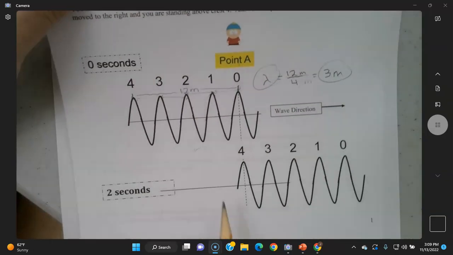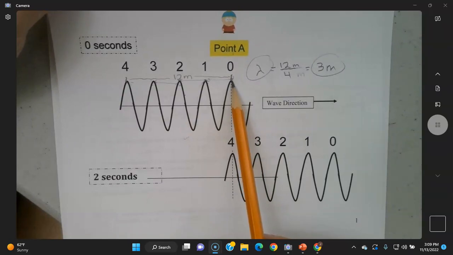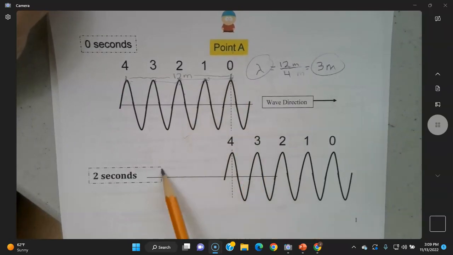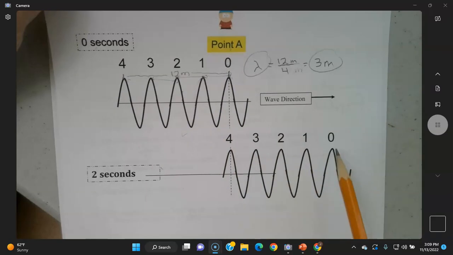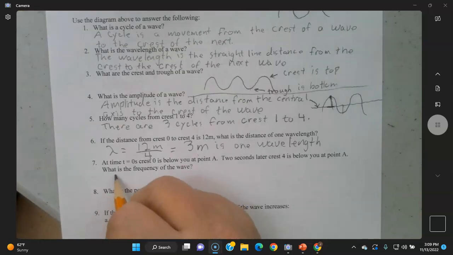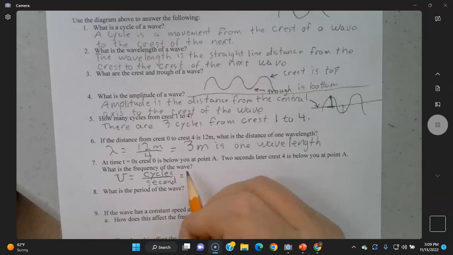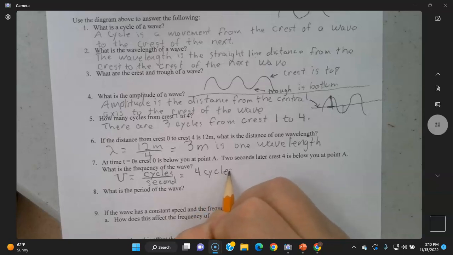So that's really basically just this problem right here. So at time 0, crest 0 is below you. 2 seconds later, crest 4 is below you. So how many cycles is that? It's 1, 2, 3, 4. Okay, now frequency equals some number of cycles per second. So we said that was 4 cycles, and it took 2 seconds.